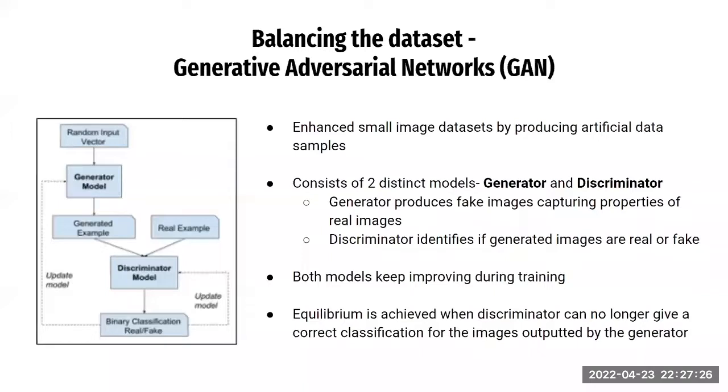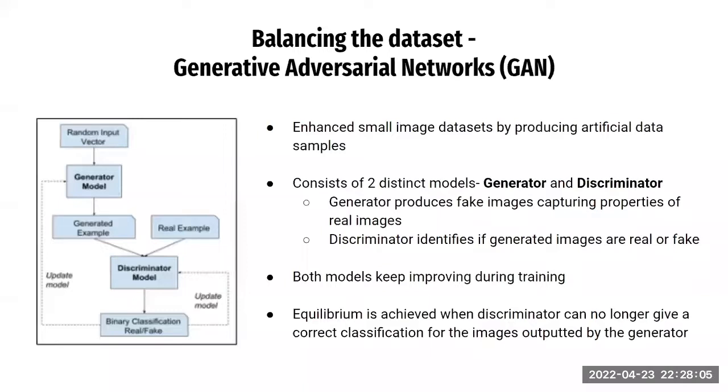We now move on to trying to balance the dataset to handle the data imbalance perceived earlier. The first approach is by using GANs. GANs, or generative adversarial networks, work by producing artificial data samples from the original small image dataset. A GAN consists of 2 distinct models, a generator and a discriminator. The generator produces fake images capturing properties of the real images, while the discriminator identifies if the generated images are real or fake. Both models keep improving on the functionality during training, and equilibrium is achieved when the discriminator can no longer give a correct classification for the images outputted by the generator.